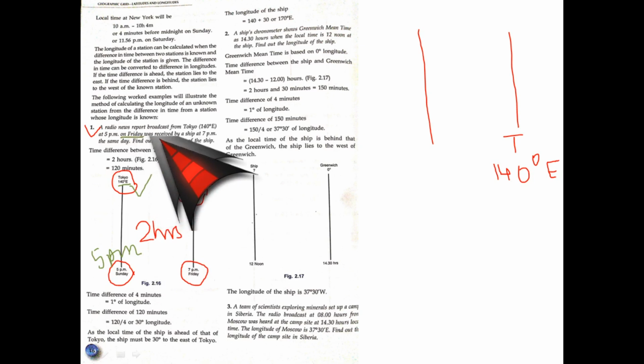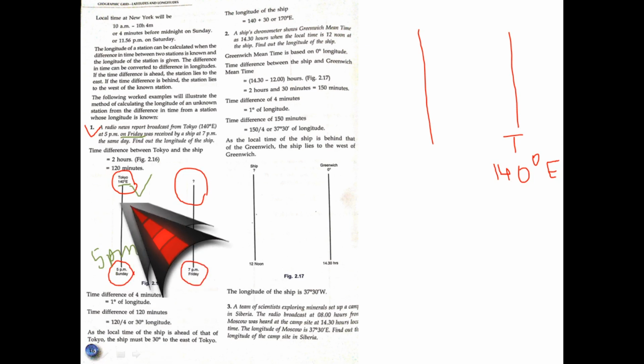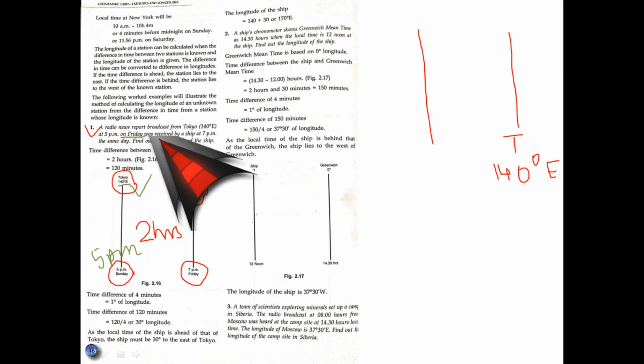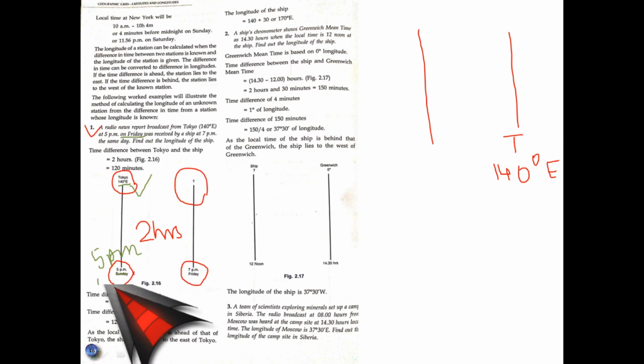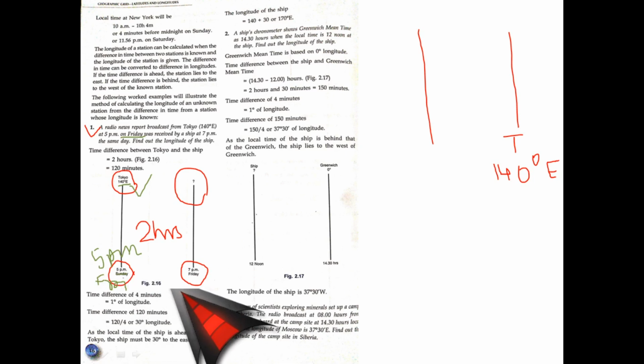These points are very important, when it is actually getting received. As per the question, it is said to be Friday, right? Let me read it out. A radio news broadcast from Tokyo at 5 p.m. on Friday was received. Yes, so it is going to be Friday. Please make that change.